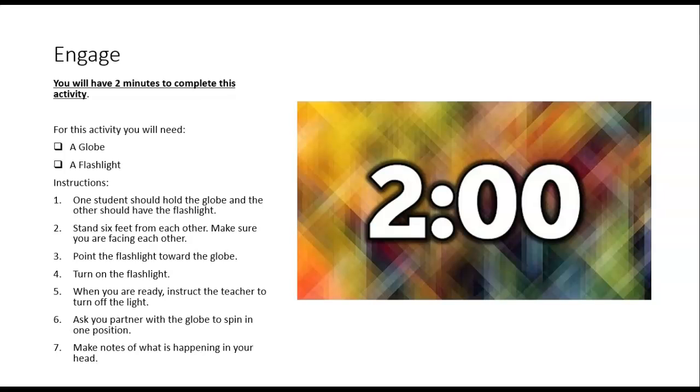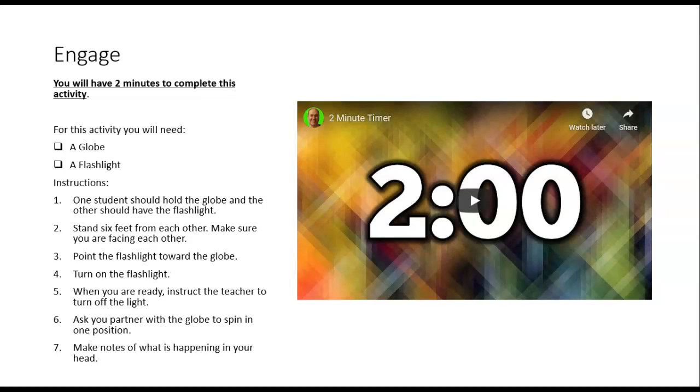So this is the opening activity, and as you can see, I have it laid out here. It's just to help guide myself and the students. So here the students will have 2 minutes to complete this activity. The engagement section will be 3 minutes, so it's 2 minutes for them to do the activity. So they basically have to set up for the activity and do their observation in the 2 minutes, and then for the last minute of that, we will do a brief discussion. For this activity, the students would need a globe and a flashlight.